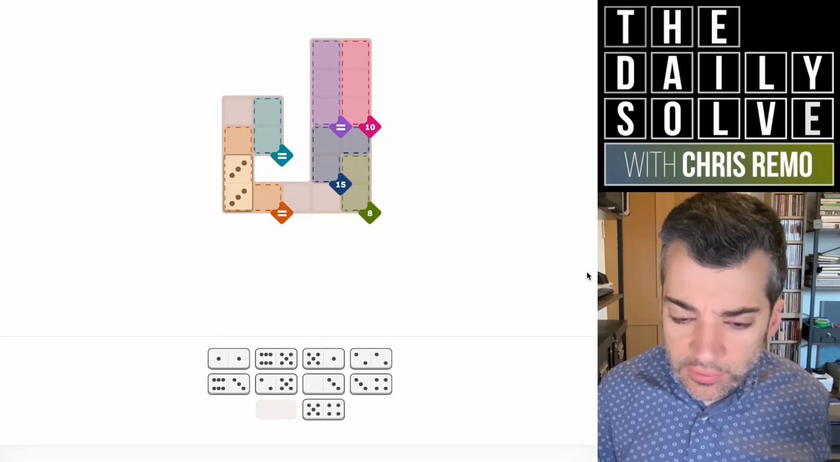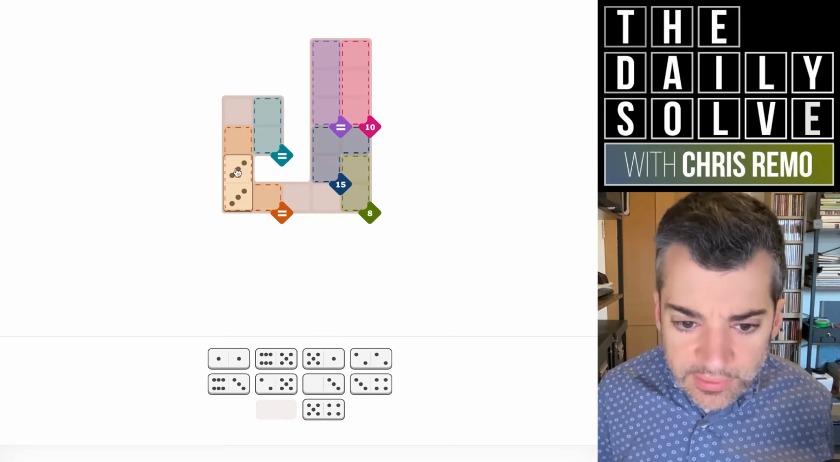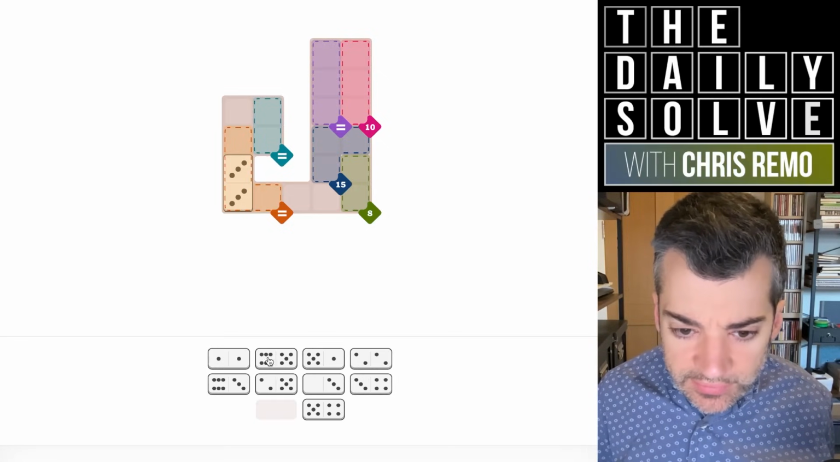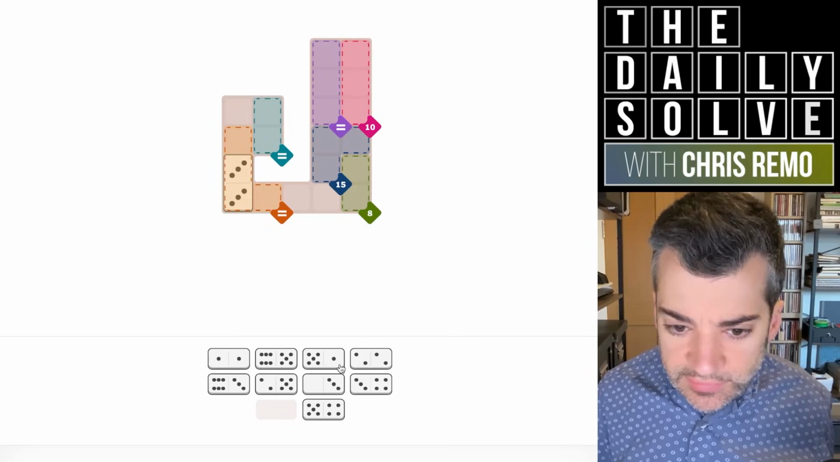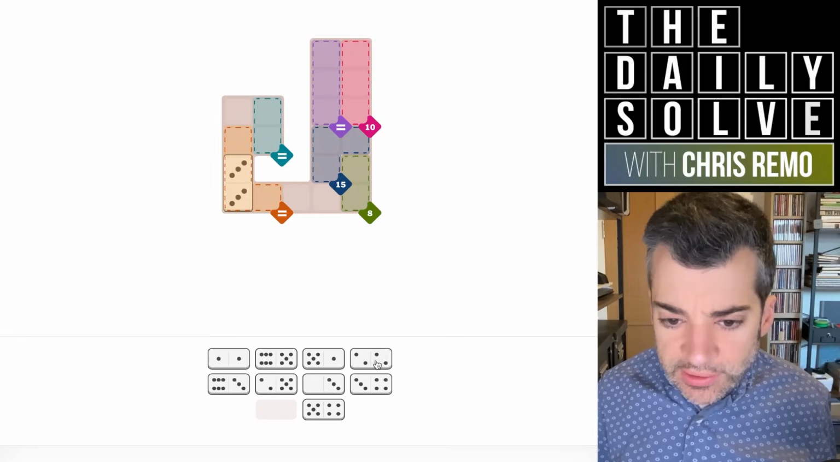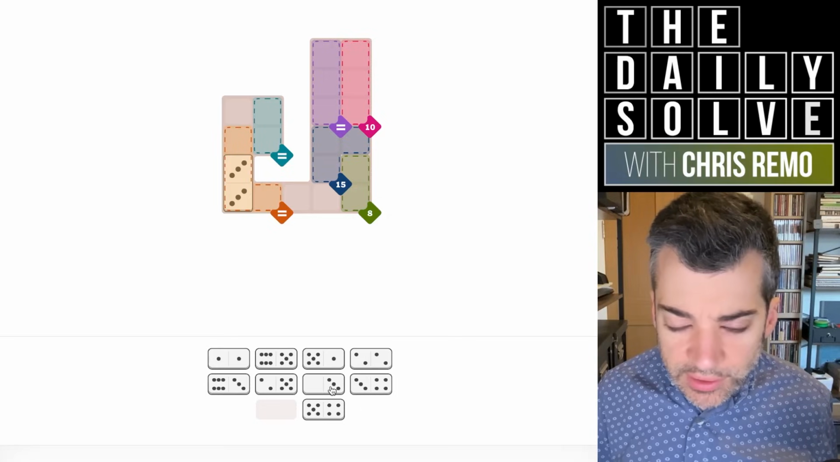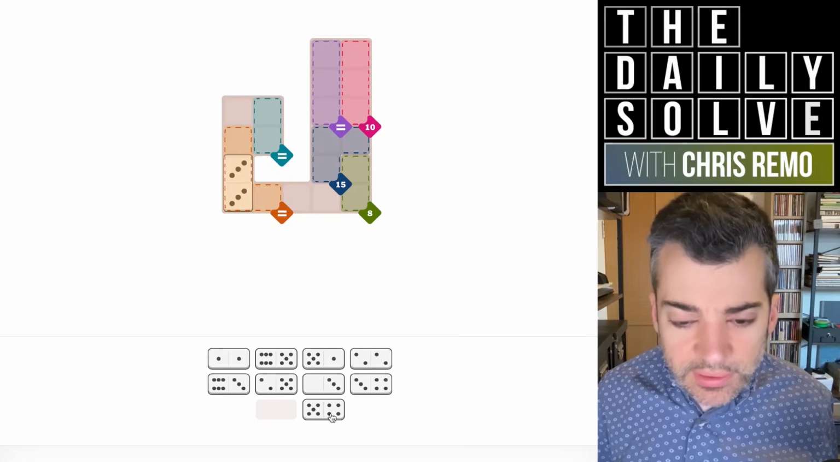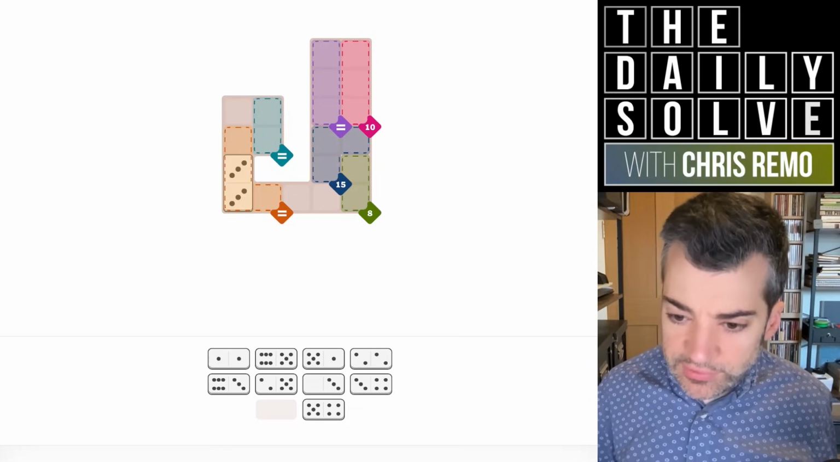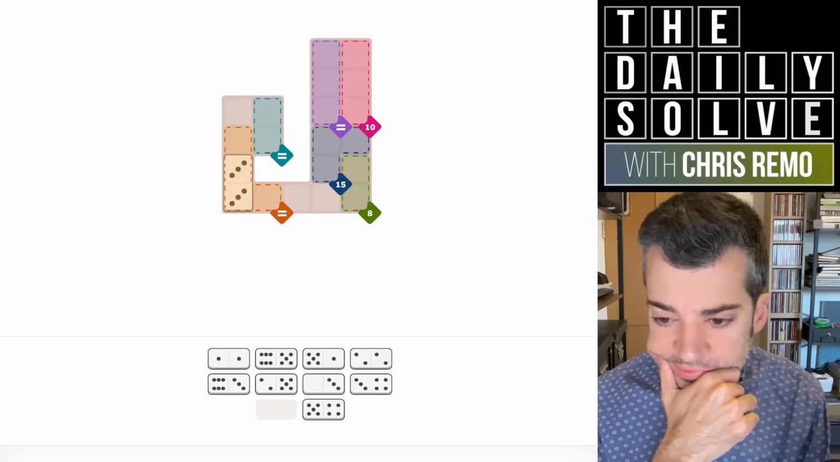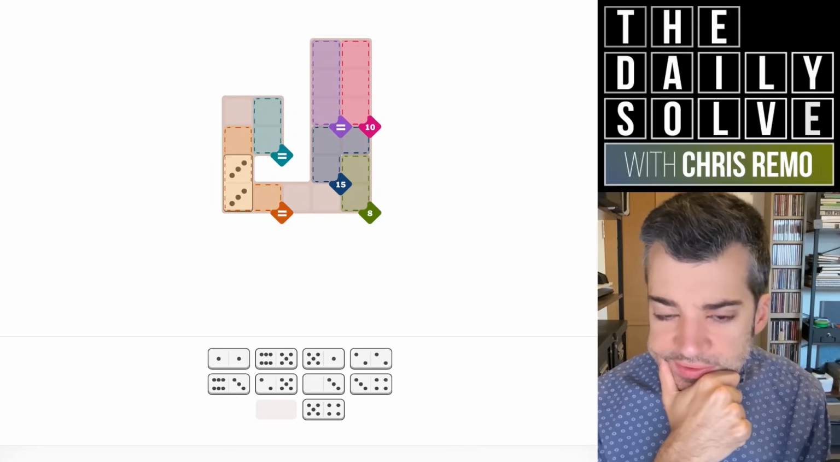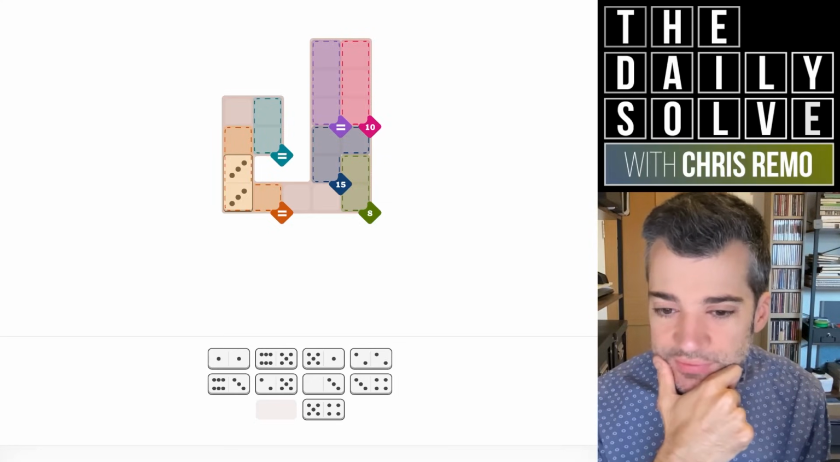How many total pips do we have? 6, 7, 8, plus 11 is 19, plus 6 is 25, 29, 38, 45, 48, 55, 64. I think we have 64. Maybe this is actually useful. So we only have 19. I mean, that's not actually that small of a number.